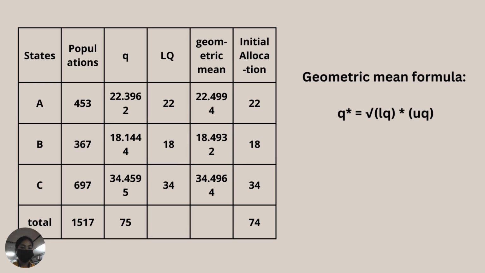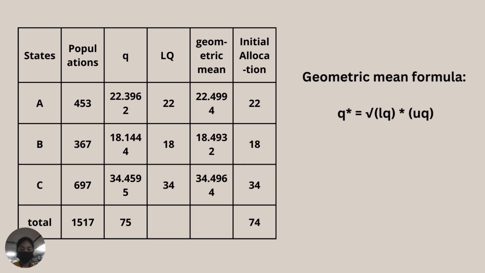After the quota, we obtain the lower quota. To obtain the lower quota, we just remove the decimal part. So the lower quota of state A is 22, the lower quota of state B is 18, and the lower quota of state C is 34.